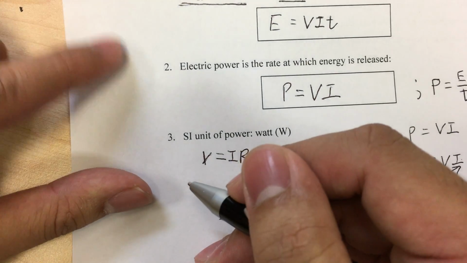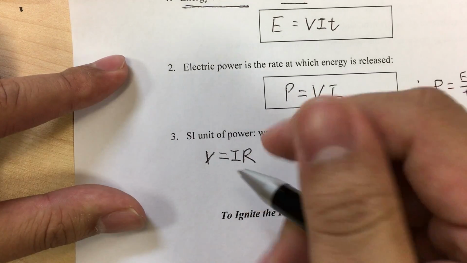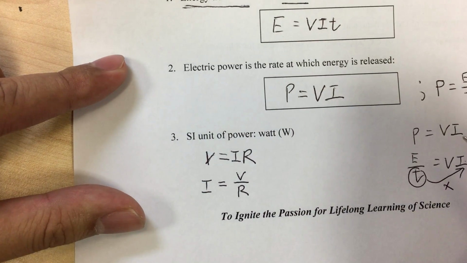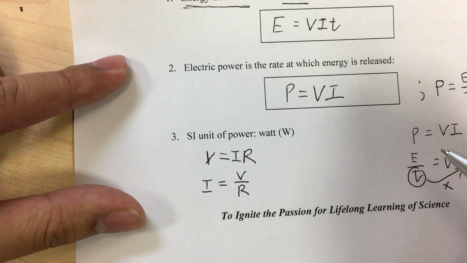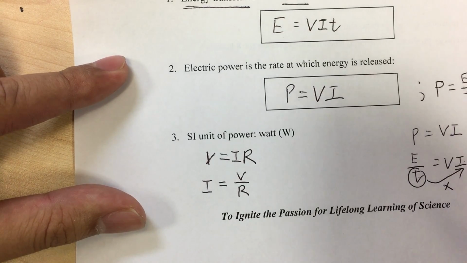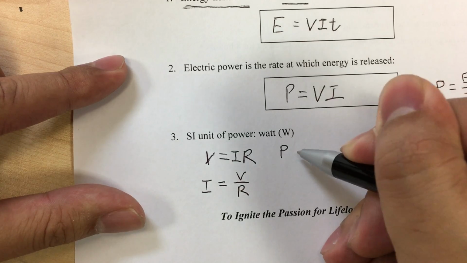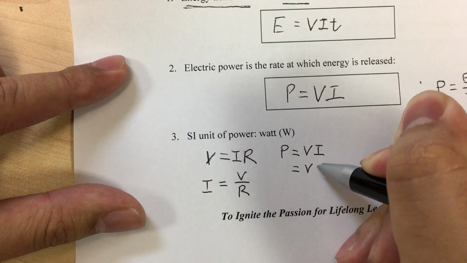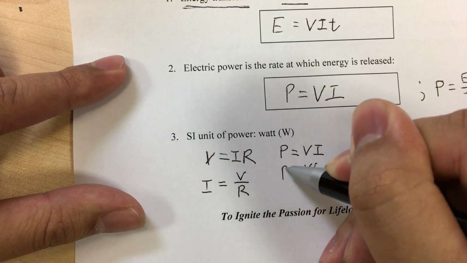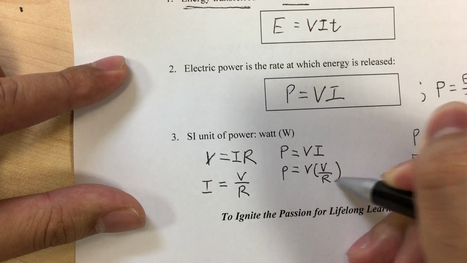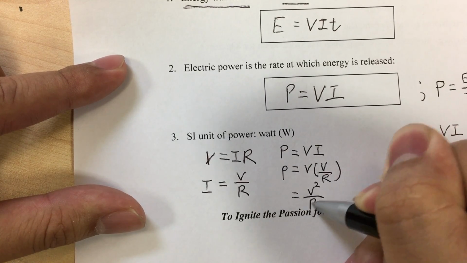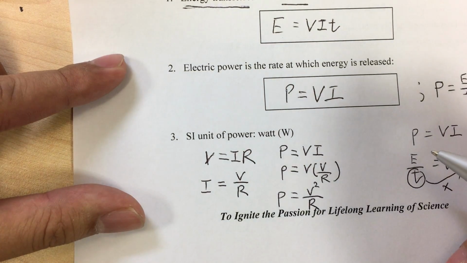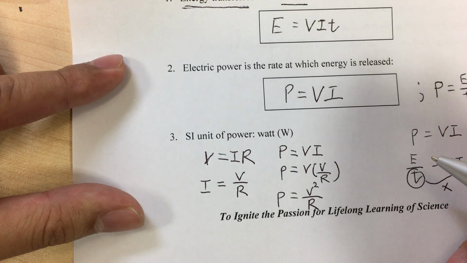Okay, so this is how we do it. First, I'll make I the subject of the formula, which will give us V over R. Next, we will substitute into the formula for power itself. Since power equals to VI, it's the same as power equals to V times V over R. This will give us V squared over R. So this is our third formula. Power equals to V squared over R.